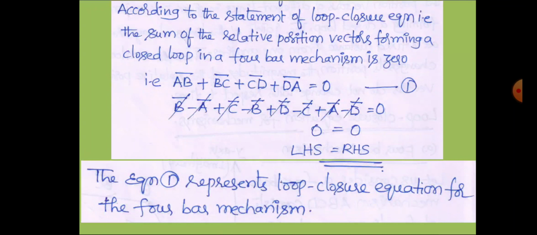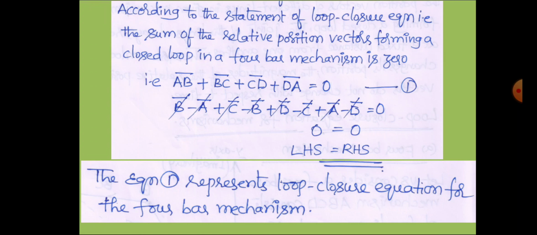Now take the statement of the loop closure equation. According to the statement of the loop closure equation, the sum of the relative position vectors forming a closed loop A, B, B, C, C, D and D, A. If I join all the four links, it forms a closed loop. So the sum of the relative position vectors, not the absolute position vectors. Students, please remember the statement of the loop closure equation. I should add the sum of the relative position vectors of all the links.